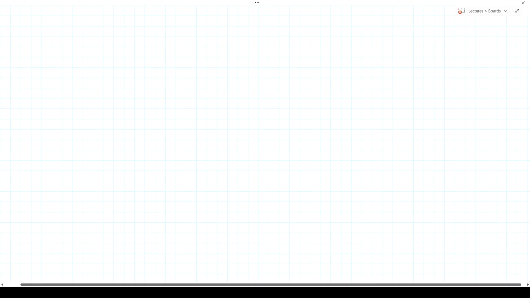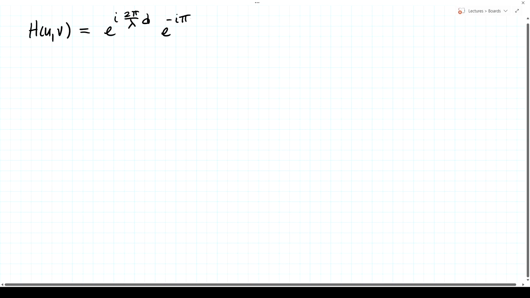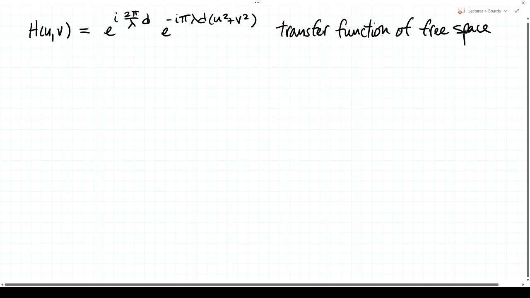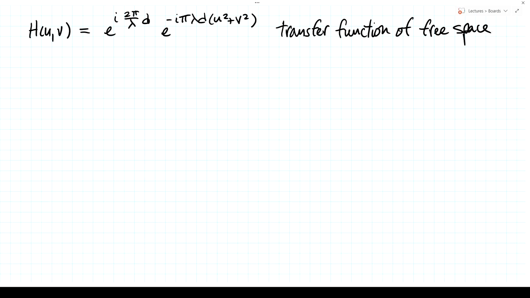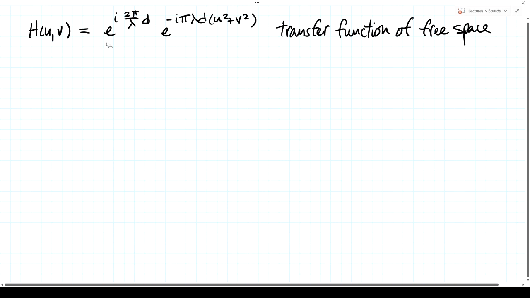So the transfer function of free space, H of u and v, is e to the i 2 pi over lambda d, e to the minus i pi lambda d (u squared plus v squared). And we emphasize that that's only for free space. If we had an optical system with lenses or other things, then that system would not be shift invariant, and it would not have the same transfer function, or would not, in fact, have a transfer function, and certainly would not have the transfer function of free space. So we're just talking about free space propagation right now.